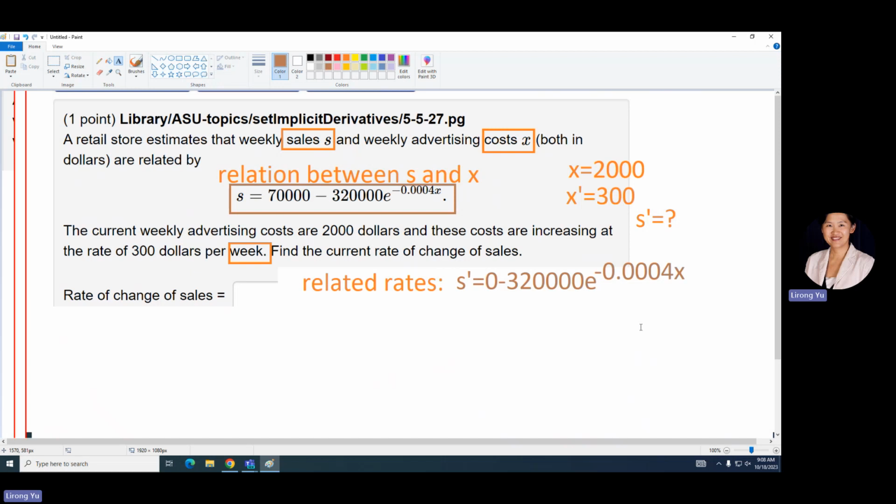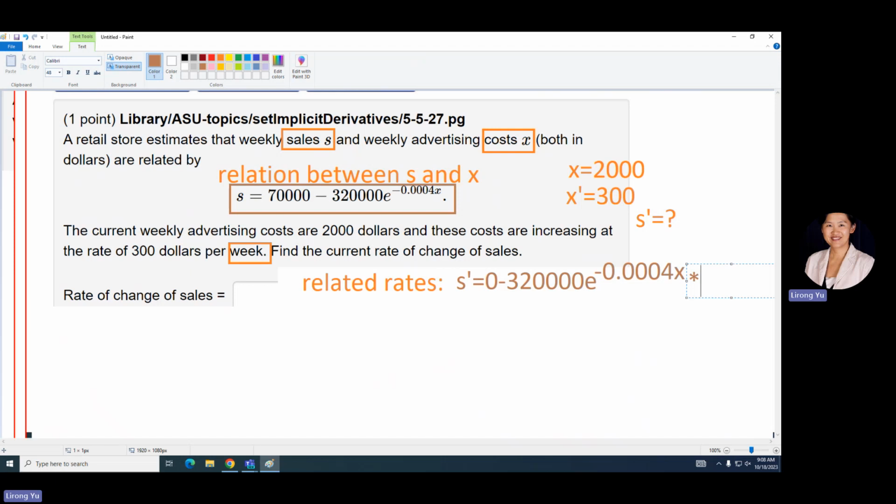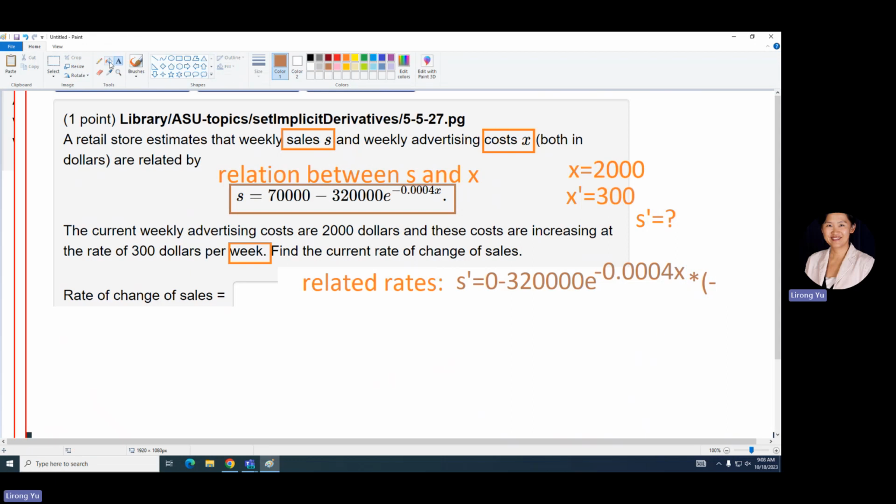Then we have to multiply by the derivative of the inside function. So we multiply this by negative 0.0004. That's the derivative of the exponent part. So that's the entire derivative of this part because of the chain rule.